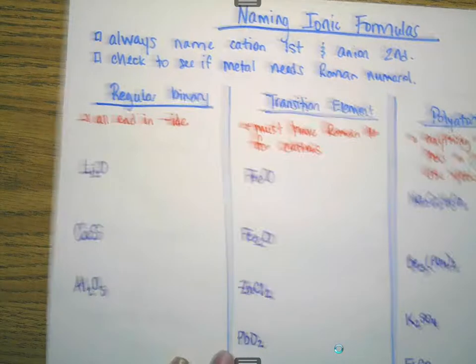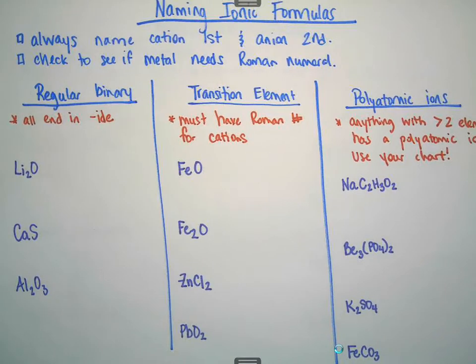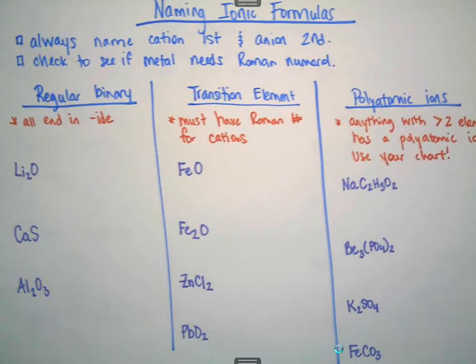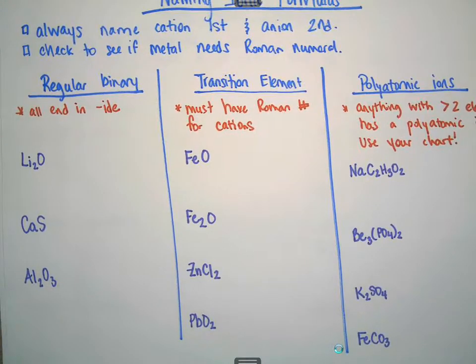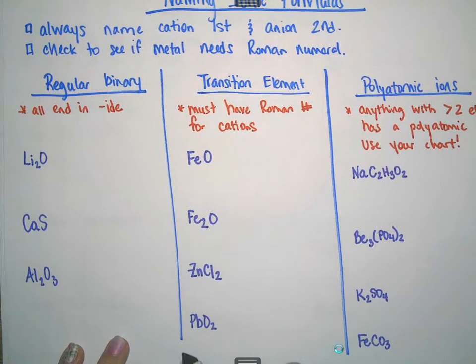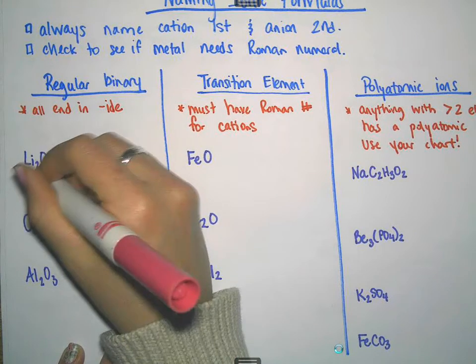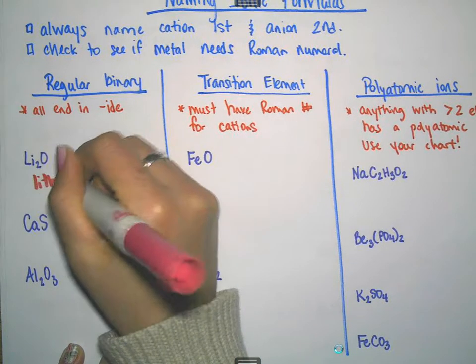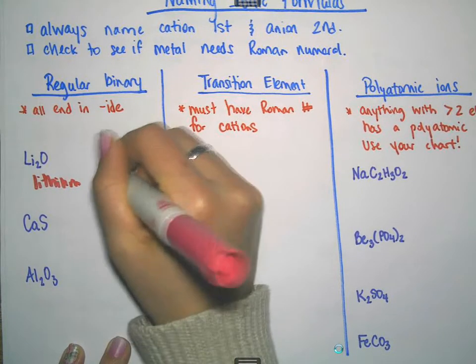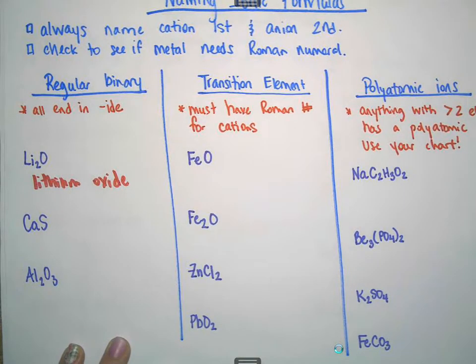So now we go back to actually naming some of these. Alright, so when I do the first ones, if I look at my periodic table and I look for the placements, I'll see that lithium is not one of the ones that needs a Roman numeral. So all I do is name the ions. This will be called lithium oxide. I just name the lithium and I name the oxygen.